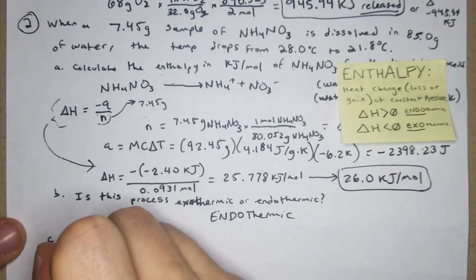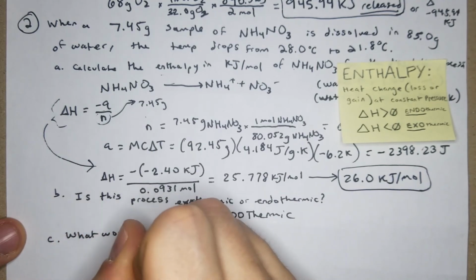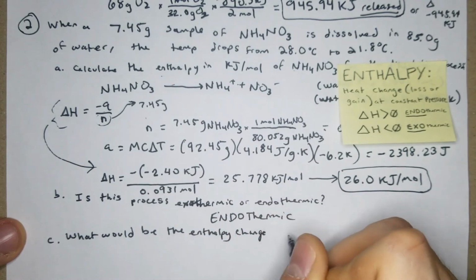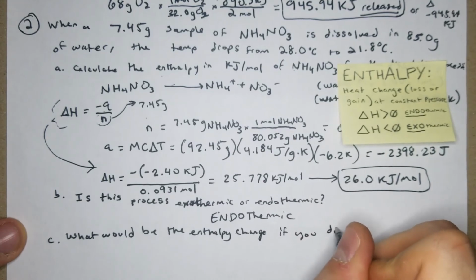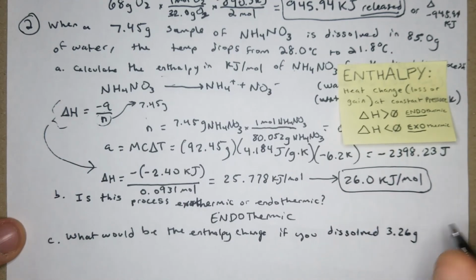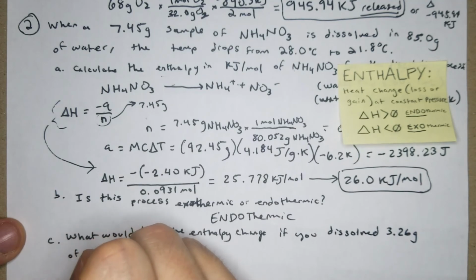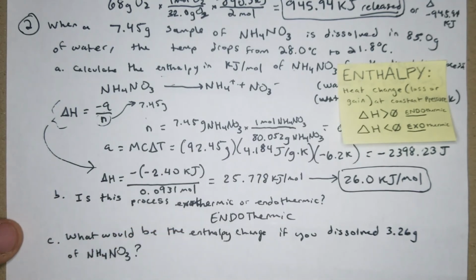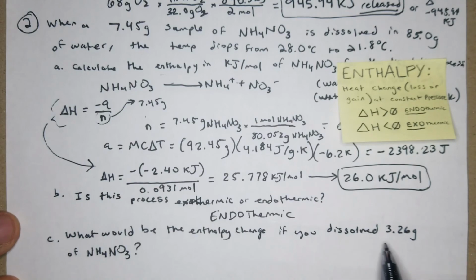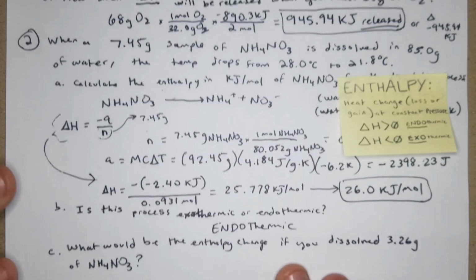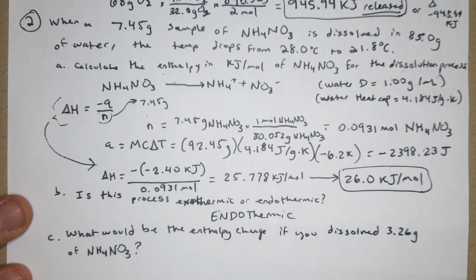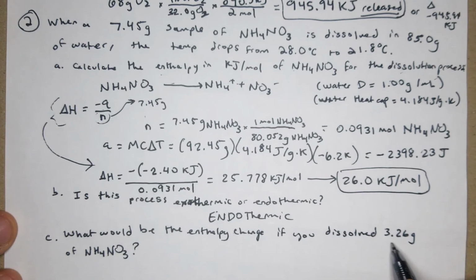Now C, we'll say, what would be the enthalpy change if you dissolved 3.26 grams of NH4NO3. On first read through, that, at least a year ago or something, would have seemed pretty confusing to me, because how do you calculate it for dissolved? It says specifically for the dissolution process, which is just another way of saying the process of it dissolving in a way. And what we're given is grams.